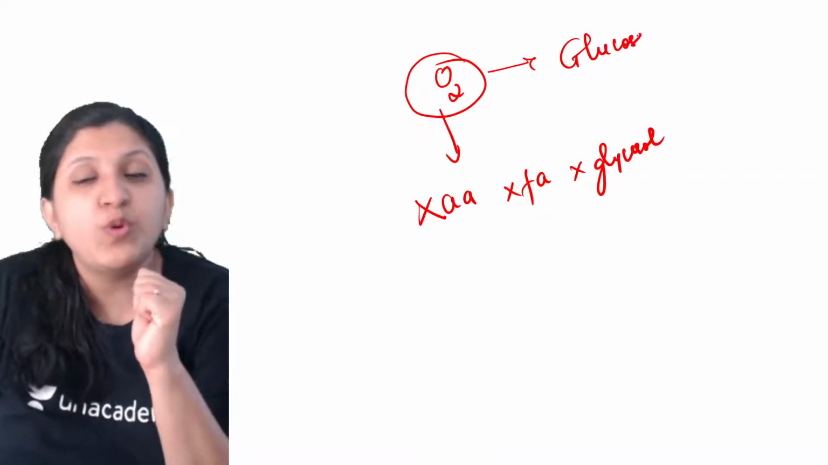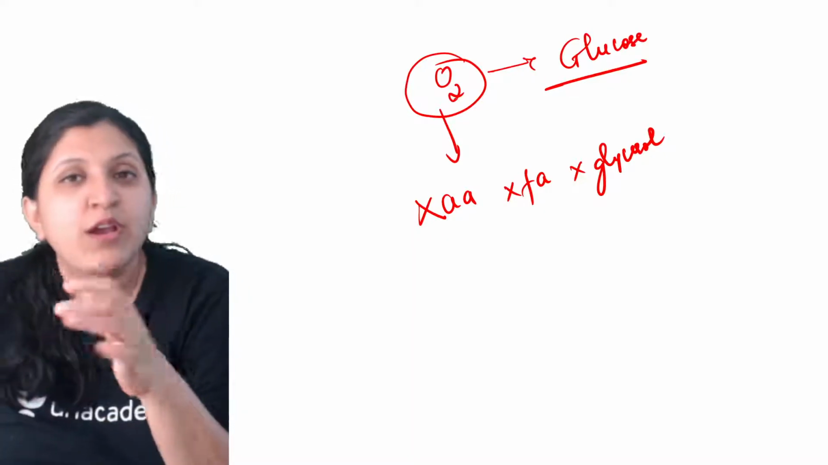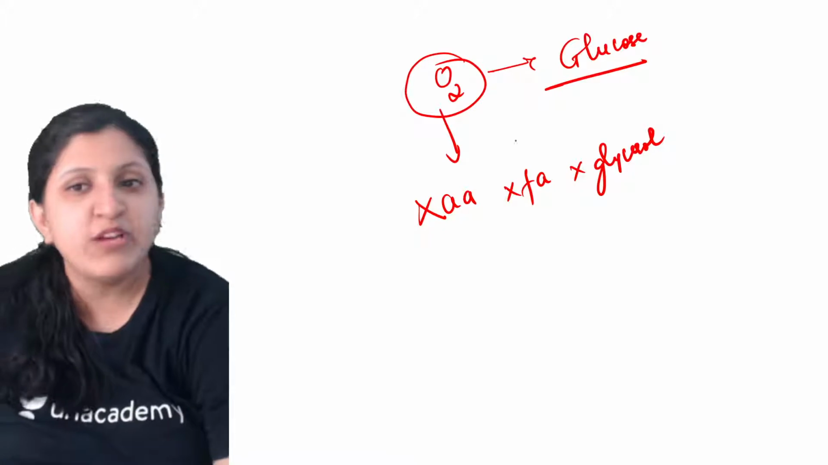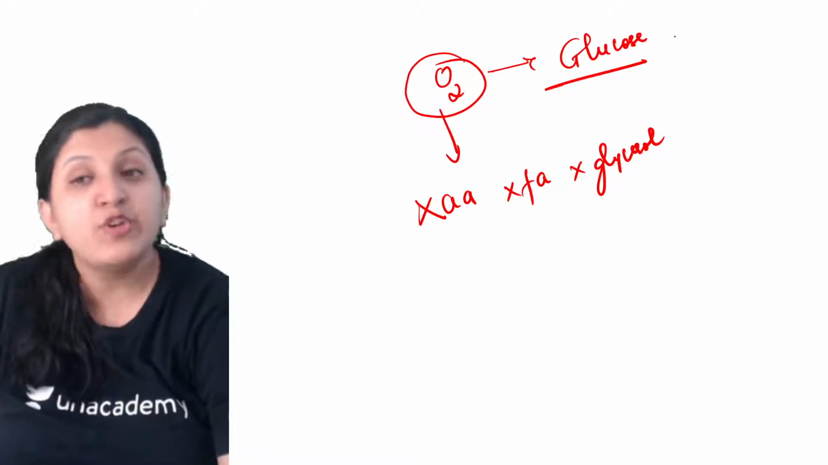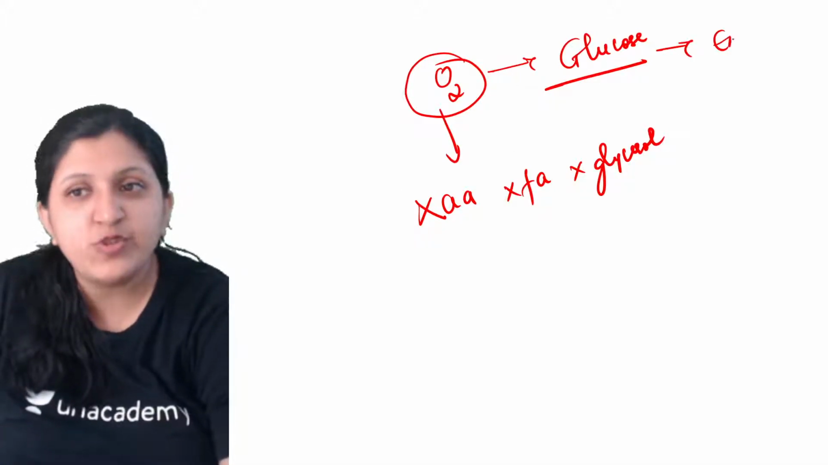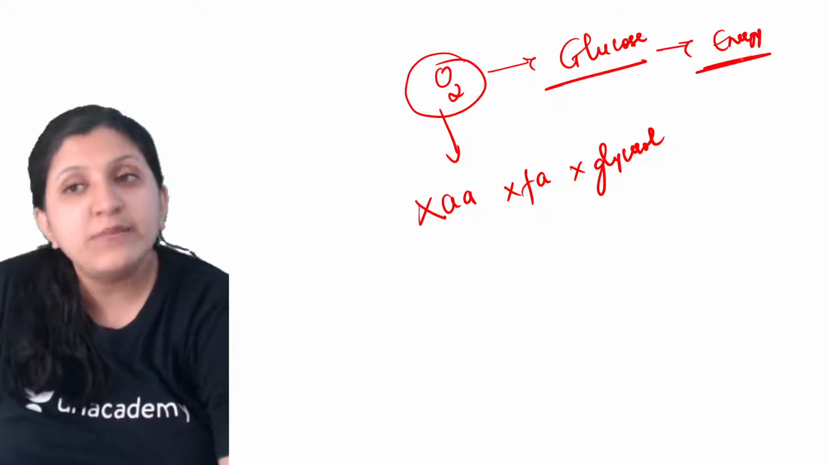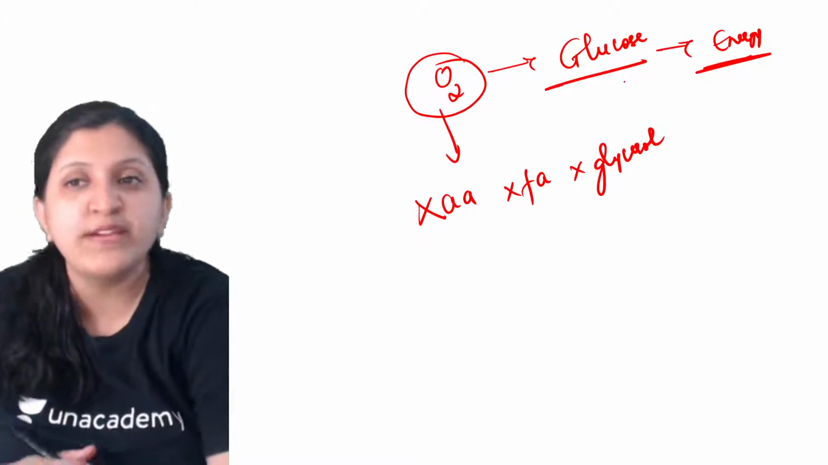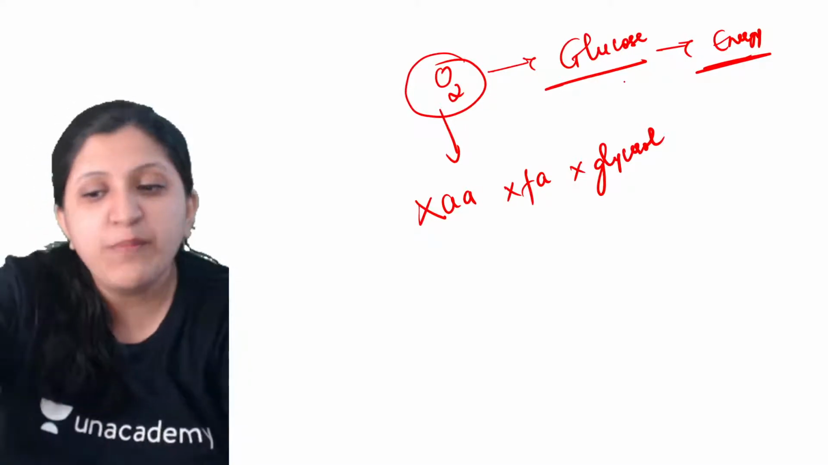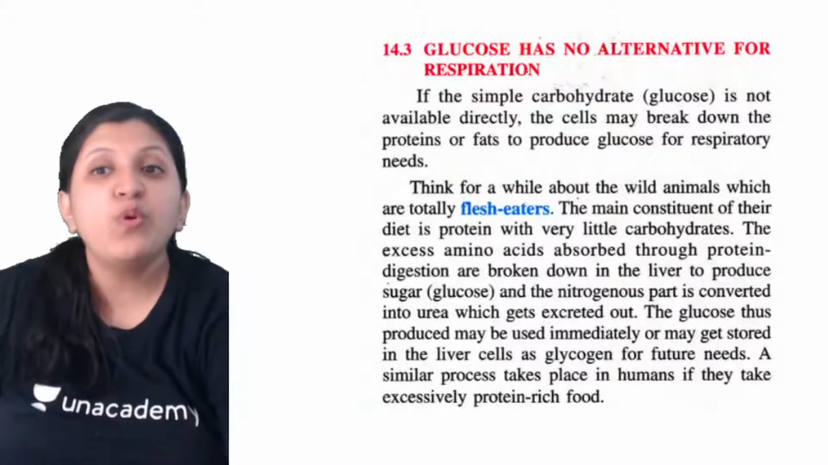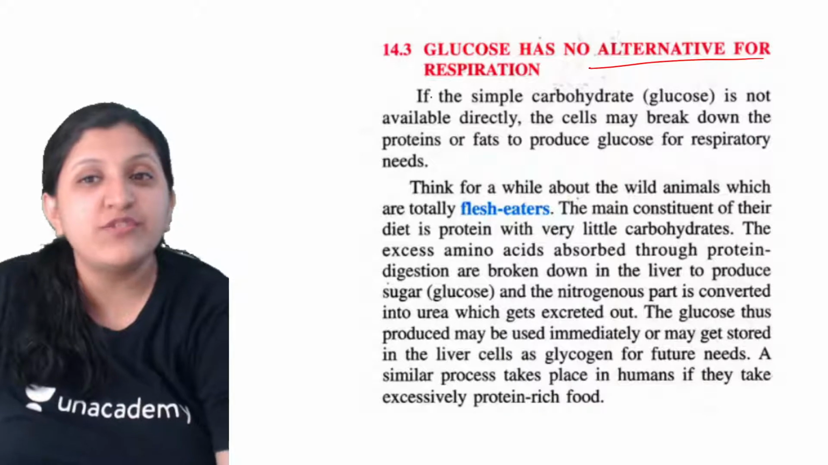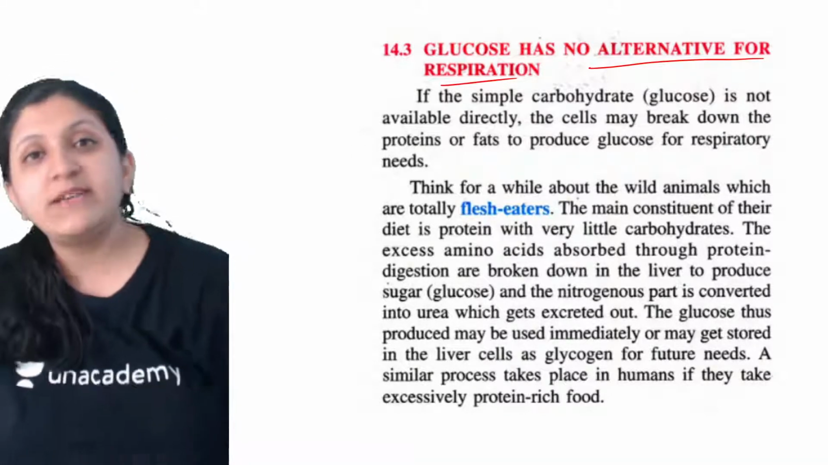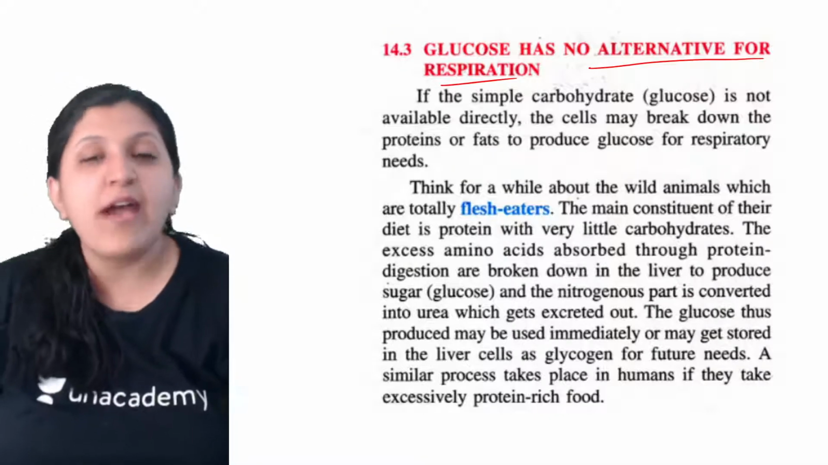Glucose itself is getting oxidized, because oxygen will combine only with glucose, not with any of the others, to produce the energy. So the ultimate source of energy has to be glucose only. There are no other products which are going to help us in the formation of energy. So glucose has no alternative for respiration. What is the meaning of that? That means glucose itself has to be there.